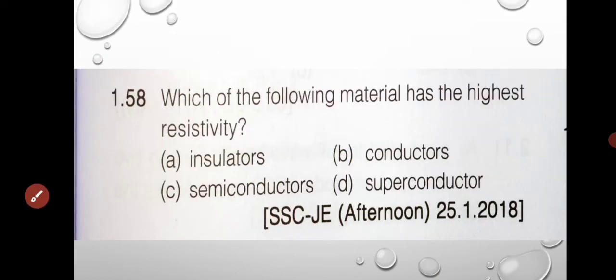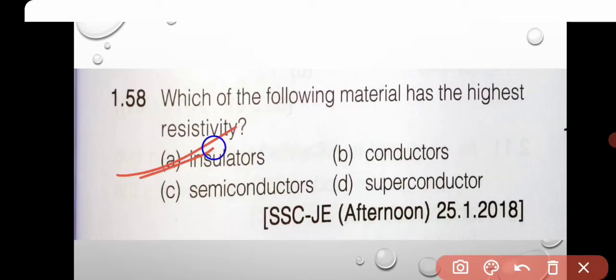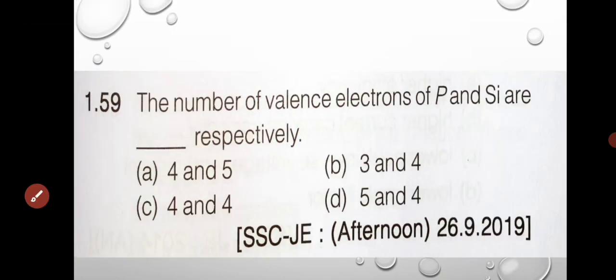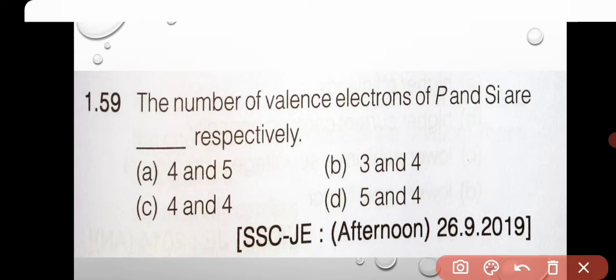Now the next question is, which of the following materials has the highest resistivity? Clearly it is visible from here that option A, that is insulator. Now the next question, the number of valence electrons of phosphorus and silicon are respectively. As we know, phosphorus has 5 valence electrons and silicon has 4 valence electrons. So its correct answer will be option D, that is 5 and 4.